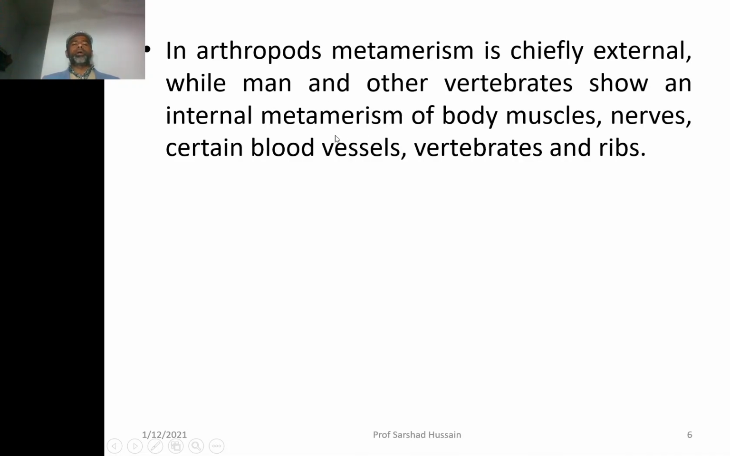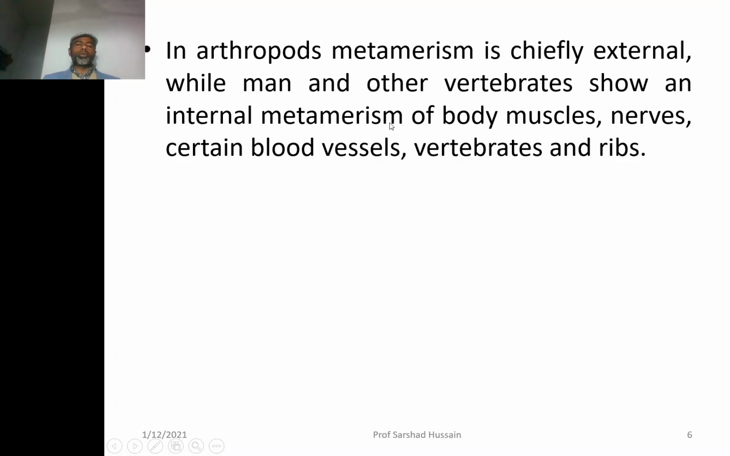As I have just given you the example, if you touch the vertebral column, which is present below the skin, from the morphology you may not be able to tell that our body is segmented. But if you look internally, you may see that the body is divided. Our muscles are divided, our nerves are divided, so on and so forth. Even blood vessels are divided, vertebrae and ribs are divided. So it means we have internal segmentation.